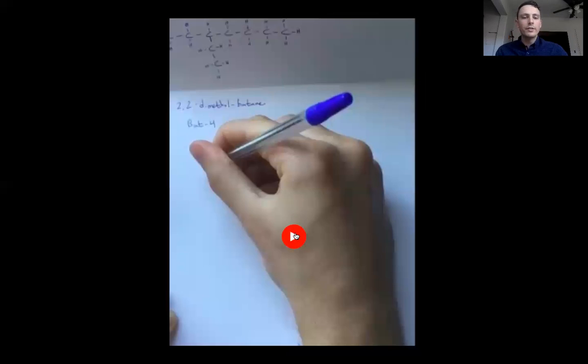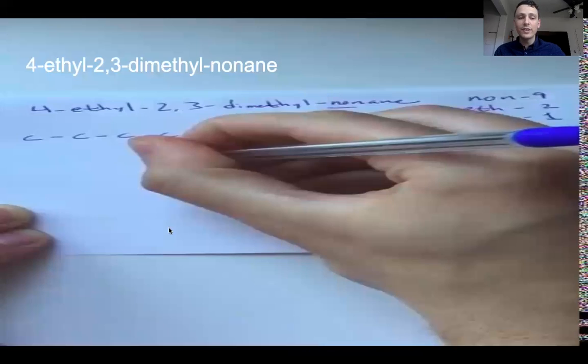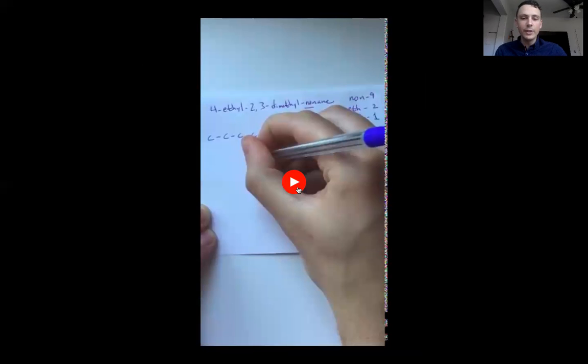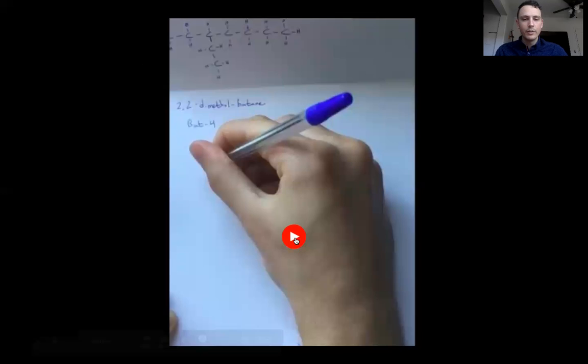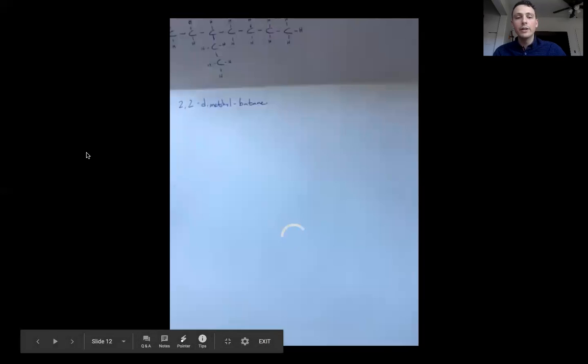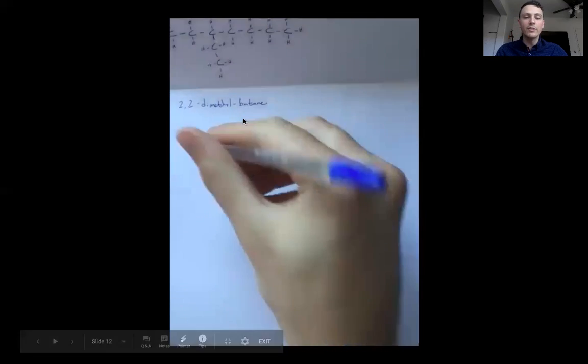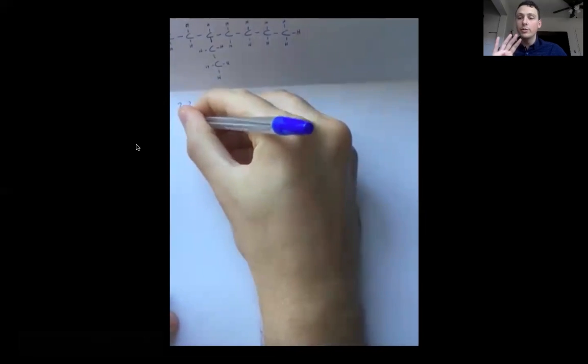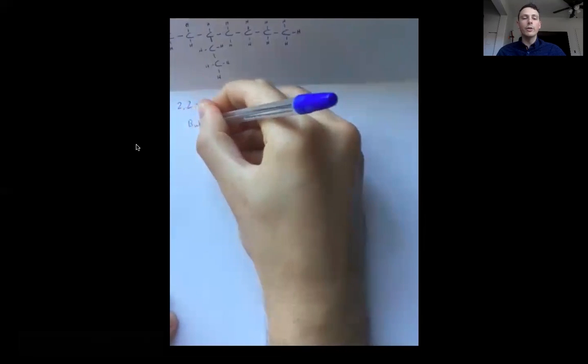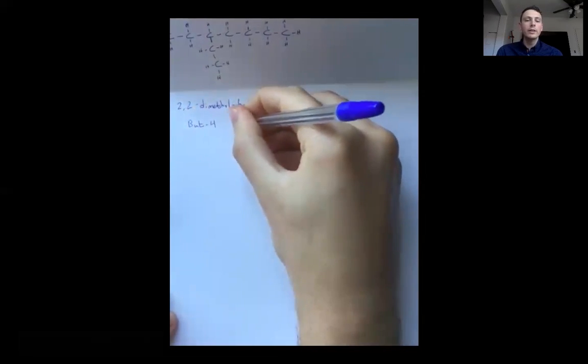Second example is 2,2-dimethyl butane. So again, the first thing I do here is draw out the main chain. So the main chain is butane. Butane means 4, so I draw out a 4-carbon chain to get started.